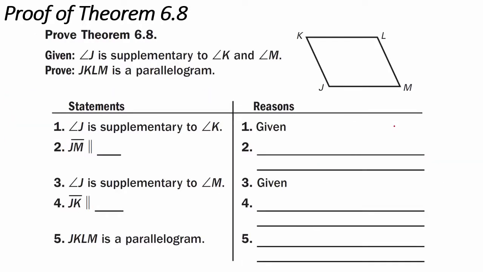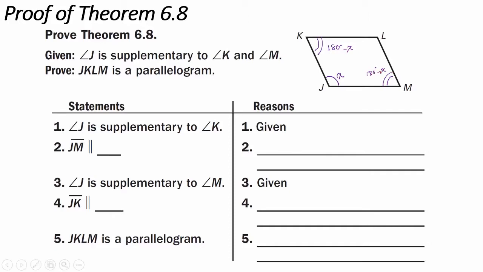Example 1, proof of Theorem 6.8. We are looking to prove Theorem 6.8 and we are given that angle J is supplementary to angle K and angle M. We are to prove that JKLM is a parallelogram. So I'm going to start by marking angle J. And I know that angle K and angle M are supplementary to angle J. So if angle J is X, then angle K is going to be 180 degrees minus X, and angle M is going to be 180 degrees minus X.